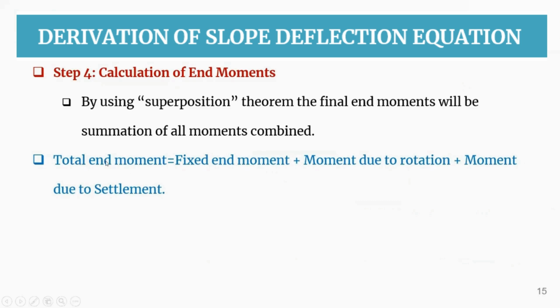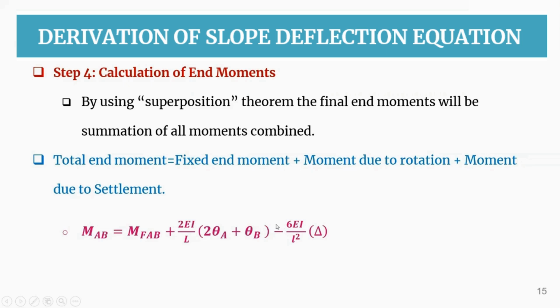Here we can see that the total end moment will be equal to the fixed end moment, that is due to the external loading that is coming, and the moment due to rotation, and next the moment due to settlement. The combination of all these are used by using the superposition theorem. This is going to give the final total end moment. So now you can see that MAB will be equal to MFAB, that is the moment developed due to the fixity and external loading, and this 2EI by L into 2 theta A plus theta B is nothing but the moment due to rotation, and this 6EI delta by L square is nothing but the moment due to the settlement.